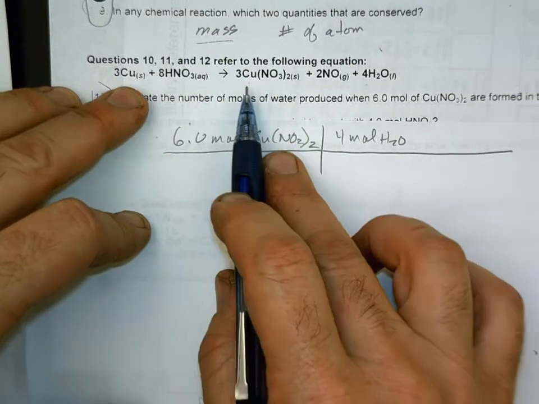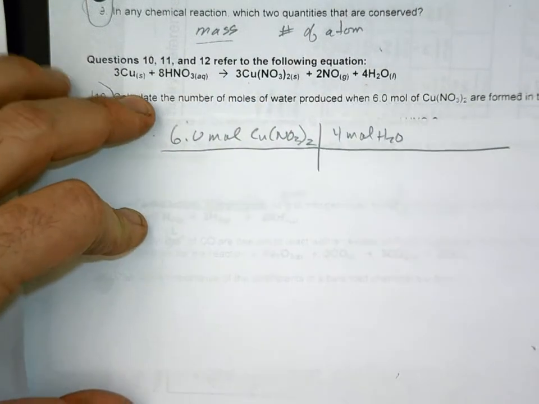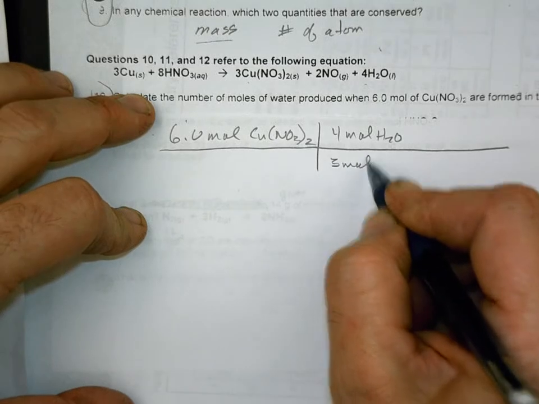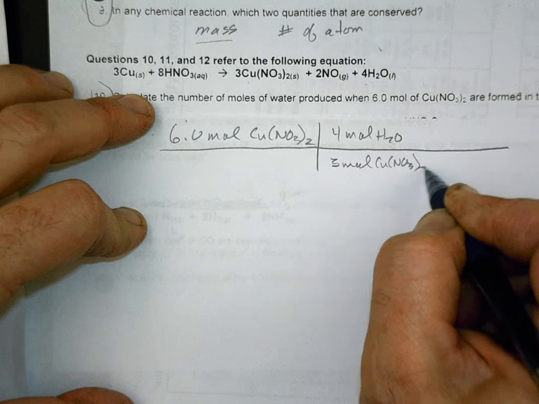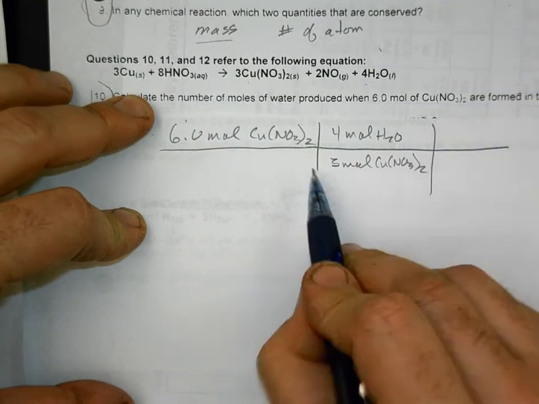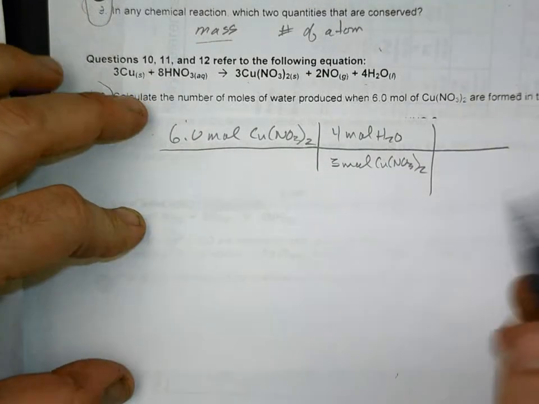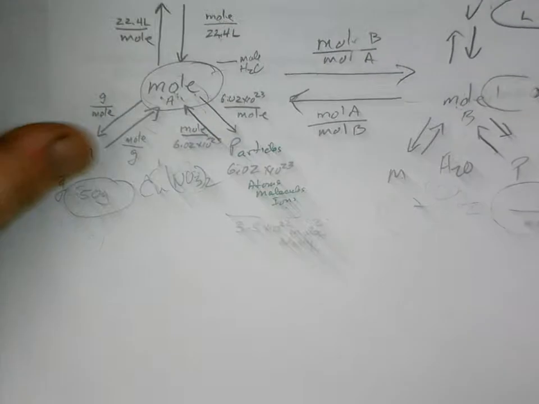We want to get rid of this. So how many moles of copper nitrate? 3 moles of Cu(NO3)2. And let's see, what else do we need? We're done, because we just need to go from moles to moles.